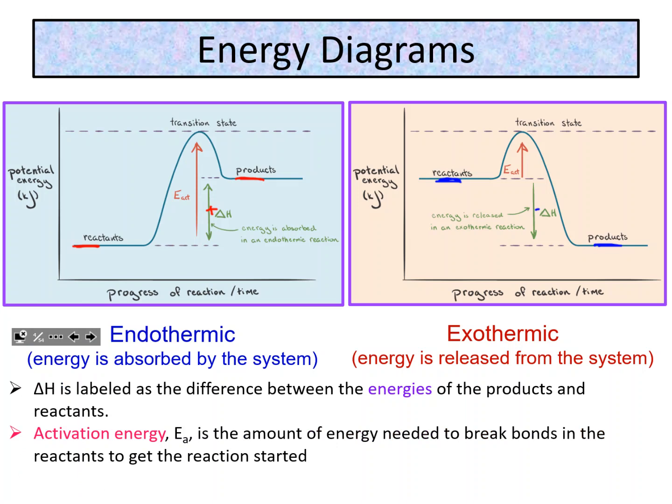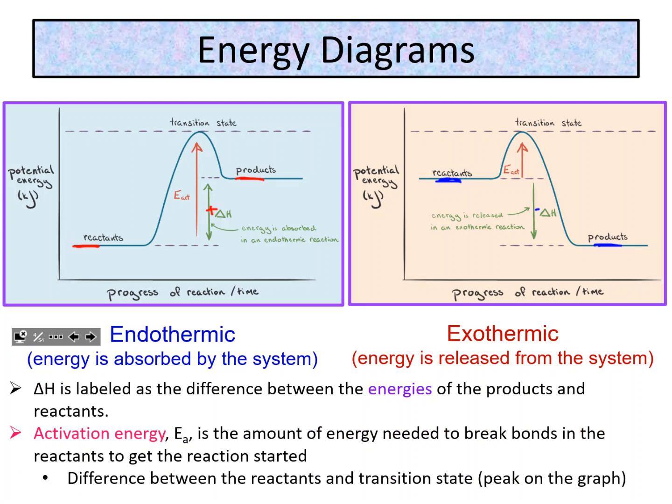Activation energy, EA, that's the abbreviation for activation energy, is the amount of energy needed to break bonds in the reactants to get the reaction started. And it's designated here on the graph as being the difference between the potential energy, stored energy, in the reactant bonds to the top of the transition state. The top of the transition state goes all the way up to the top of the hill, okay, like so. So reactant line to the top of the hill, the peak, that is how much energy needs to be inputted into the system to get the bonds to break and get it started.